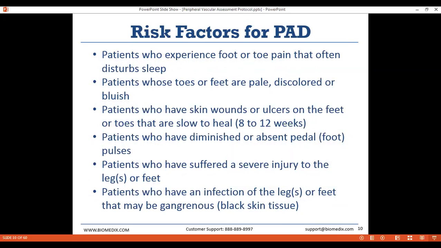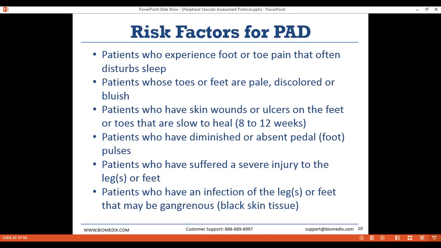discolored feet and toes. I mean, you can imagine that the feet are probably not going to be rosy and flushed in a situation where there's not a lot of blood flow to those extremities. So you see patients who have pale, clammy, whitish or bluish feet and toes. Skin wounds and ulcers. We've discussed, as the body loses its ability to heal itself, those become more likely, and those ulcers can be very slow to heal as well. A diminished or absent pedal or foot pulse, and people who have infection of the legs or feet that may be gangrenous are probably also not a surprise.